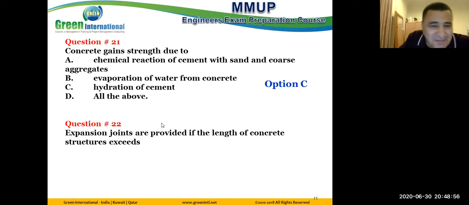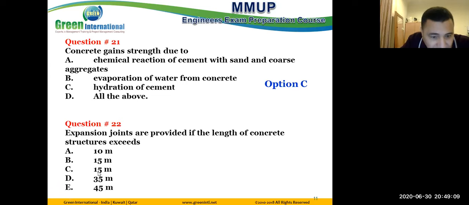Please, guys. Expansion joints are provided if the length of concrete structures exceeds than. This is wrong. This should be 25. C should be 25. 10, 15, 25, 35, and 45. C is wrong. C should be 25. I will rectify this one.